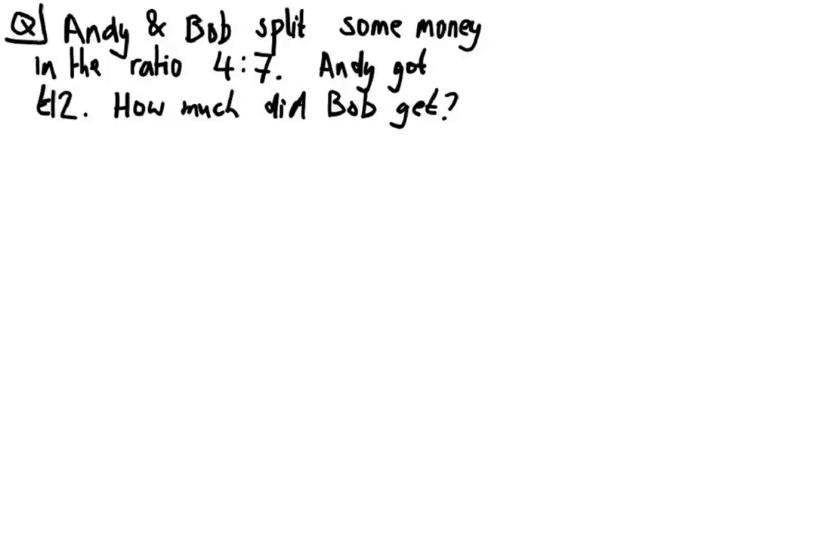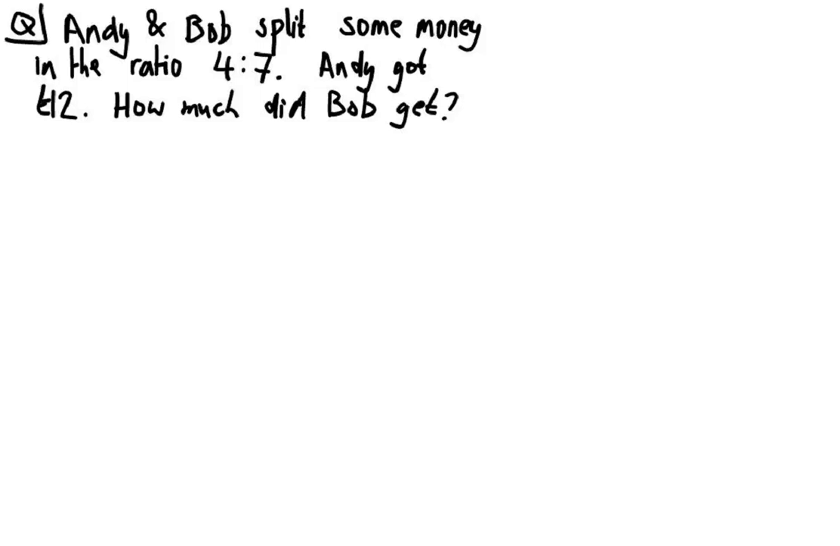Okay, so this is a grade C or level 7 question, and it says Andy and Bob split some money in the ratio 4 to 7. If Andy got £12, how much did Bob get? So this one is a little bit more difficult because you have to work your way backwards. This is how you do it.